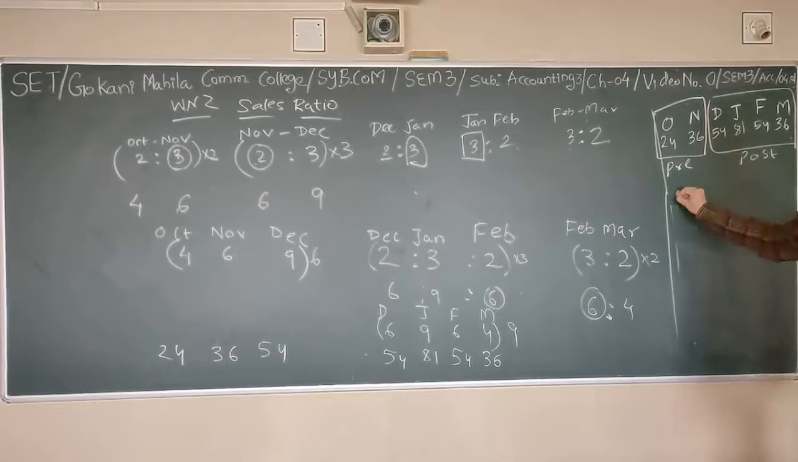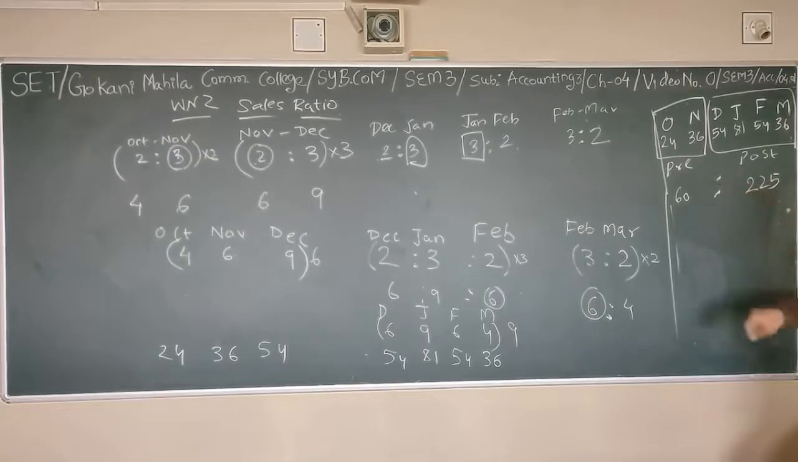24 plus 36 comes 60. 54 plus 81 is 135, 135 and 90. See, 54 plus 81 plus 54 plus 36. 5, 9, 6, 15, 1 here. 6 plus 8, 14, 5, 9. 90 plus 135, 225. The total comes 225.